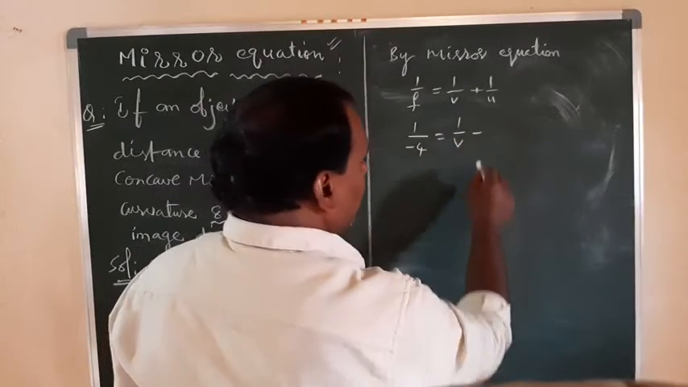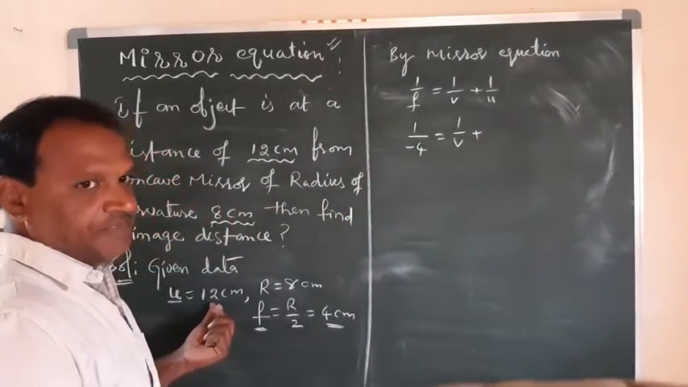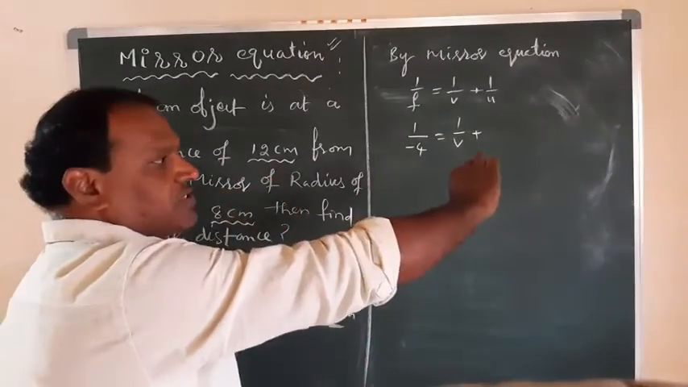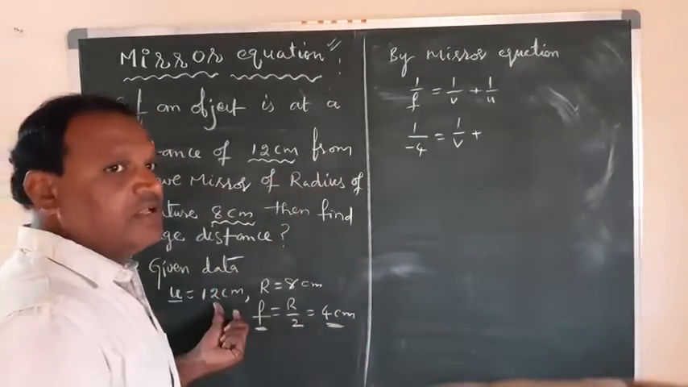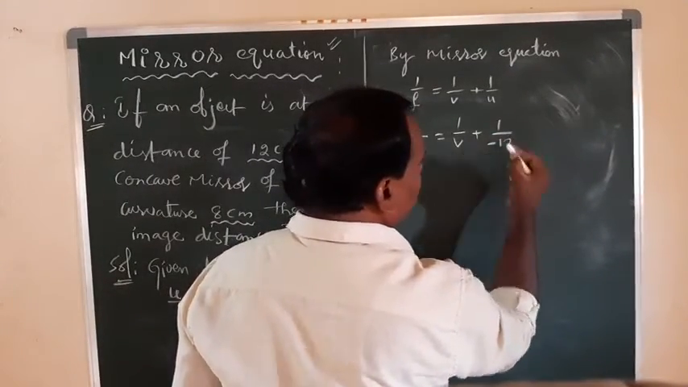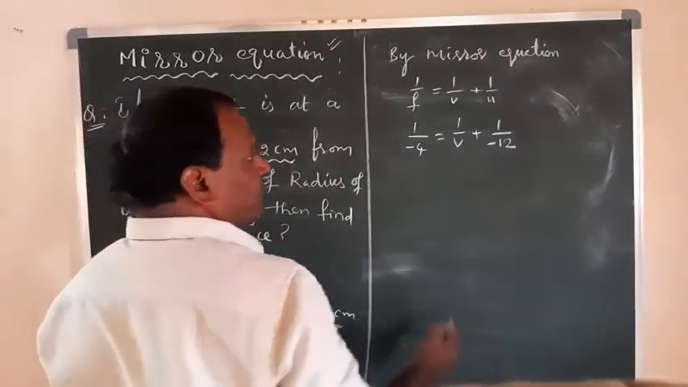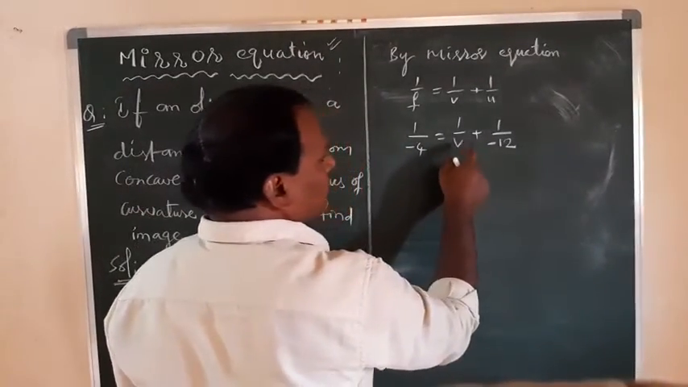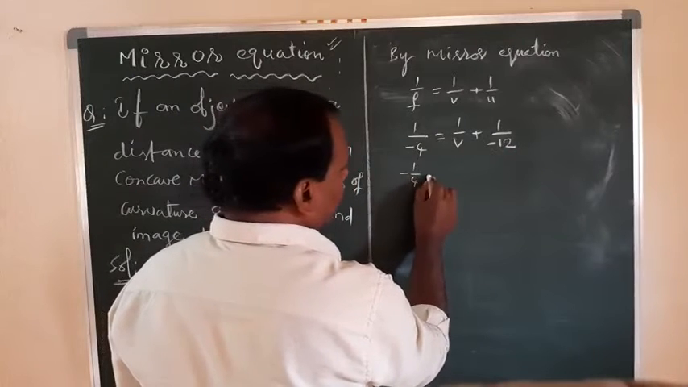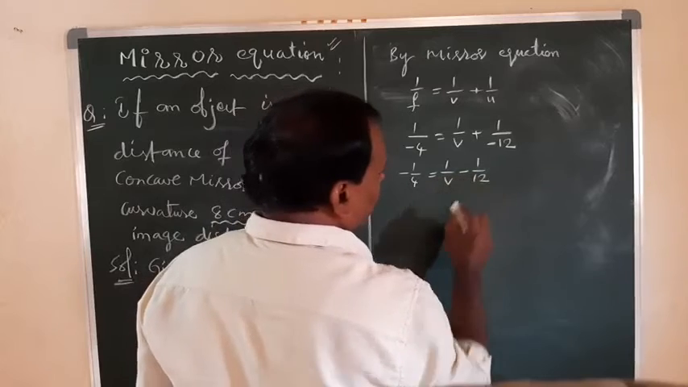Here, plus 1 by u, u is how much? It is 12 centimeter, and you also measured opposite direction. Ray is propagated towards the mirror, but measurement is left side, so opposite direction. Again it is minus, negative you have to take. Sign conventions are very important. So now this value I can write here: minus 1 by 4 is equal to 1 by v minus 1 by 12.